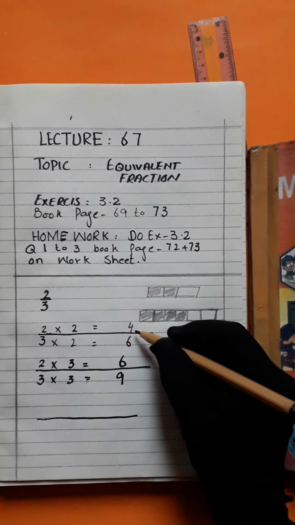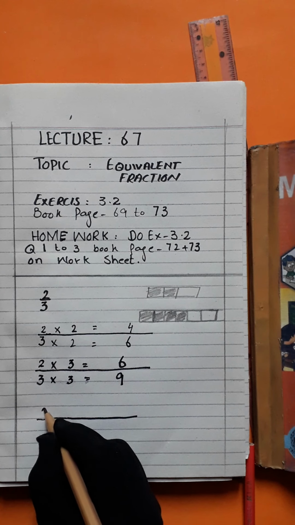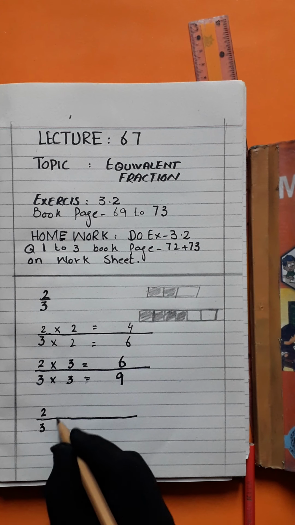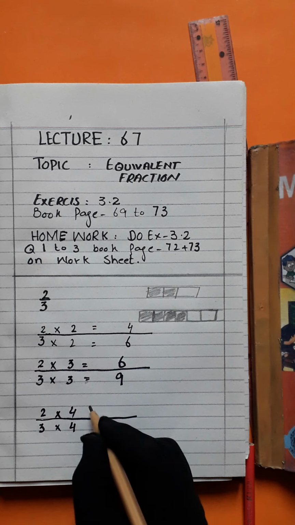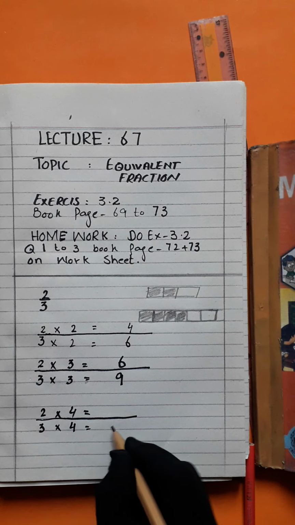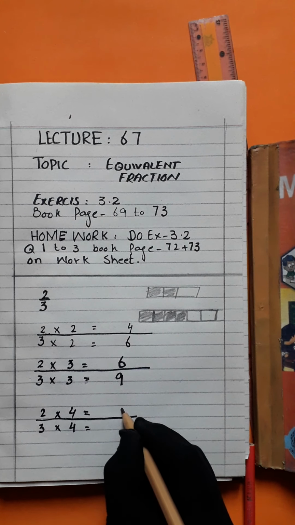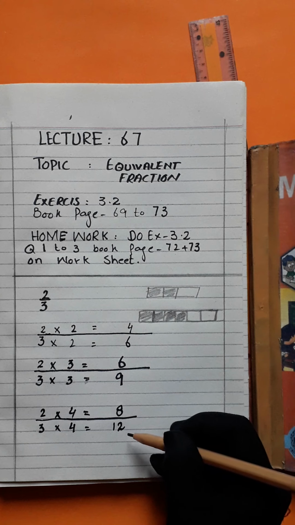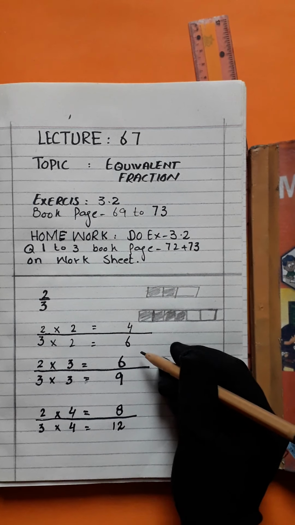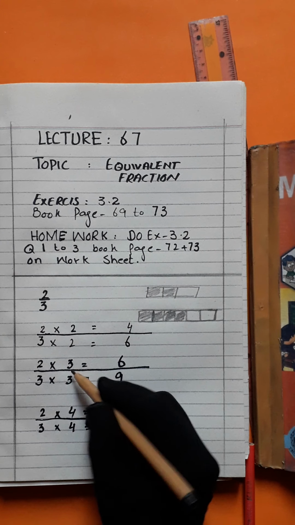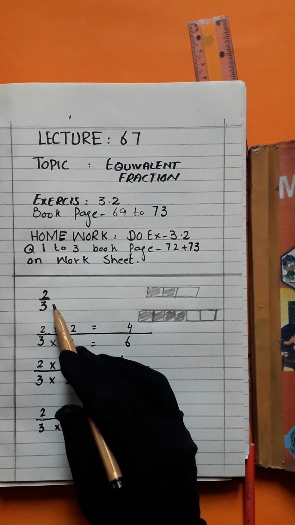You again copy the question, which is 2 over 3. You multiply. Now the next number is 4. 2 4s are 8, 3 4s are 12. All these fractions are equivalent to each other. When you divide these numbers on the given number, you get the same answer.